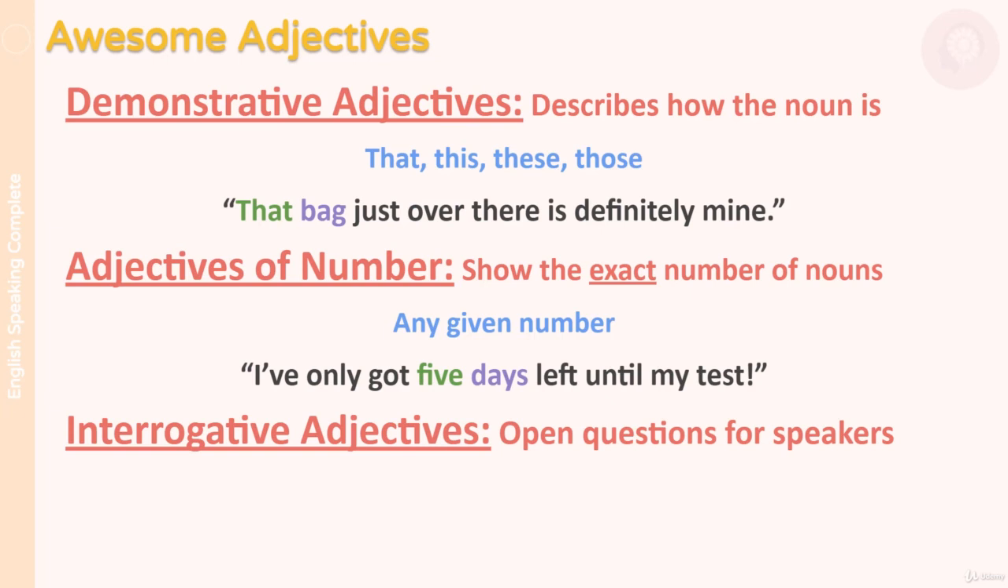Interrogative adjectives, so our final type of adjectives, and these are really question openers that we can use when asking questions. What, where, when, how, why, and who. So really useful words there, and they can open questions.